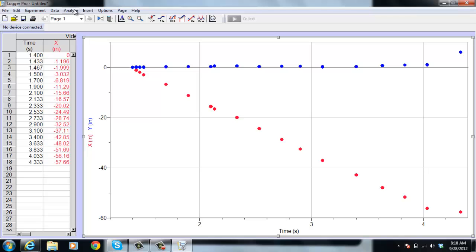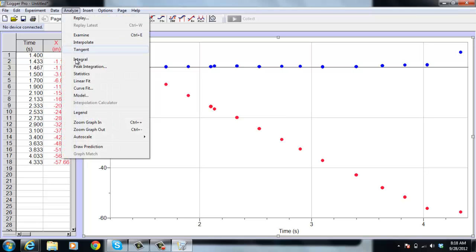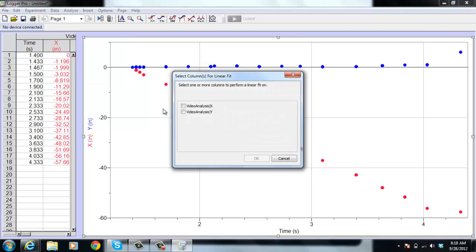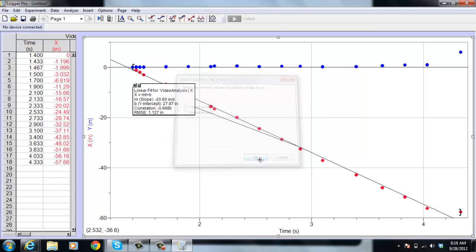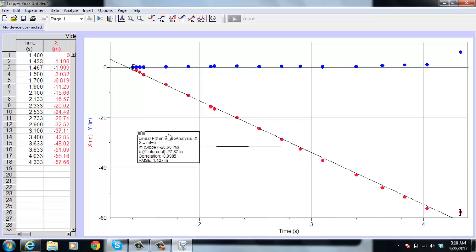You come up here to analyze, then you come down to linear fit, and we want to do a linear fit on the X, and we hit OK. Do that now if you haven't done it already. Just go analyze, linear fit, X. Hit pause if you're not finished.